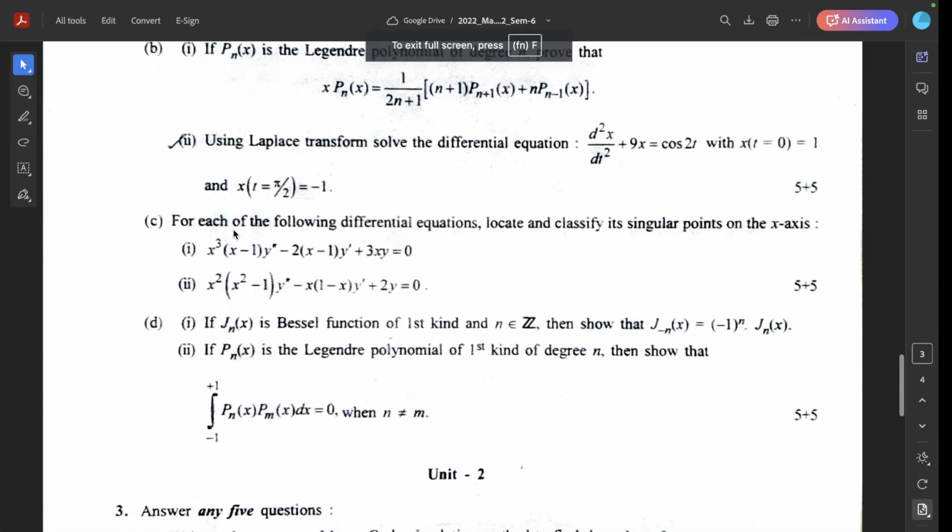Next question, question 2c. For each of the following differential equations, locate and classify its singular points on the x-axis. This 1 and this 2.